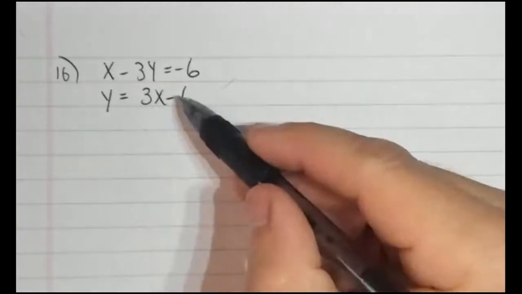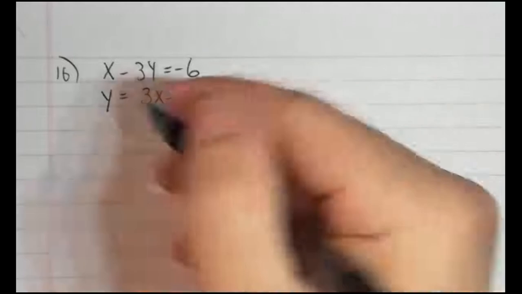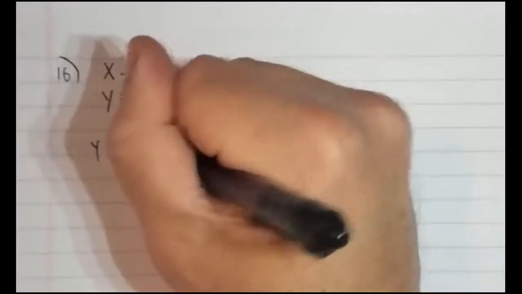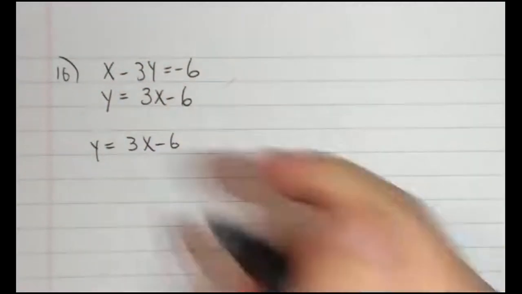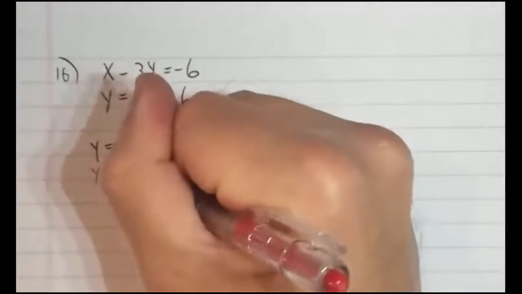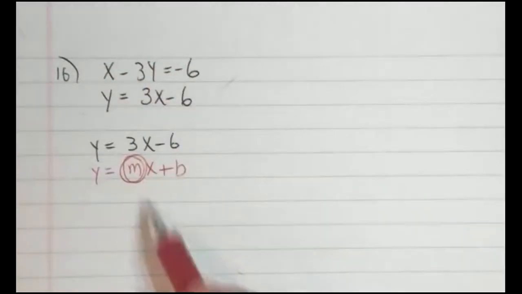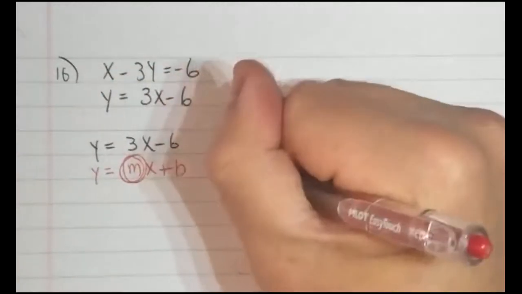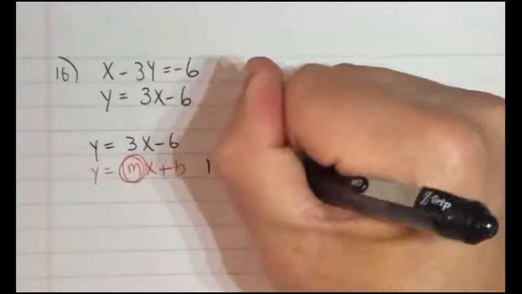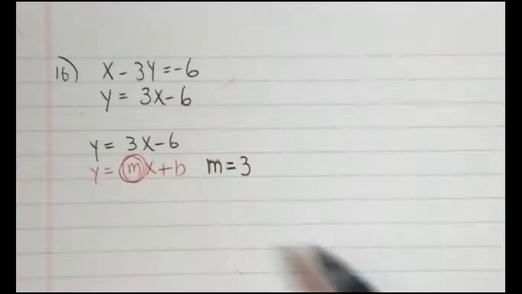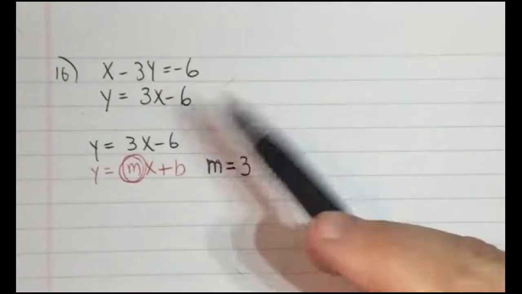I'll tell you this first, this y equals 3x minus 6 is really the easy one because it's in slope-intercept form. We said slope-intercept form is y equals mx plus b, where m is our slope. So what's our slope on this one? Our slope is going to be m equals 3. Sorry, and this is the second equation, this one right here.